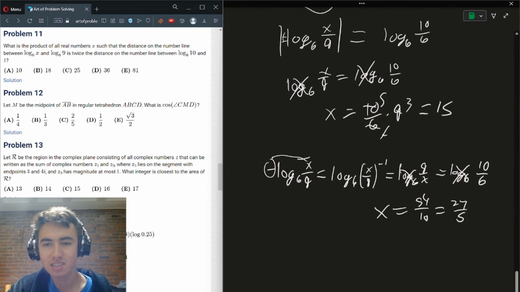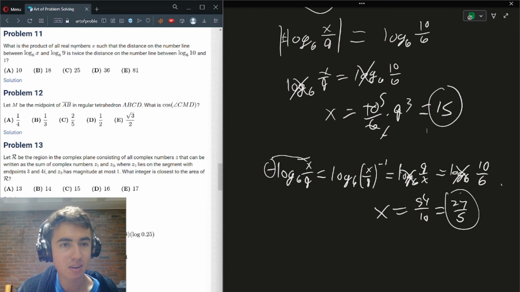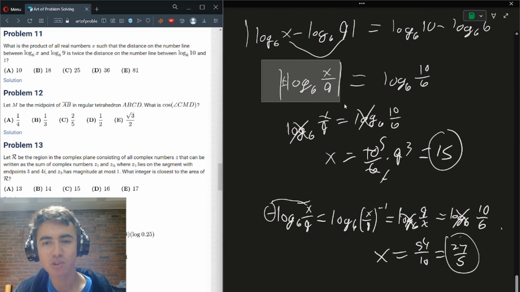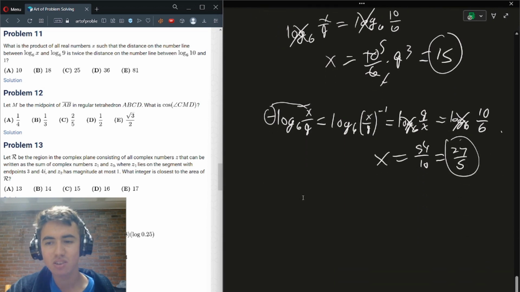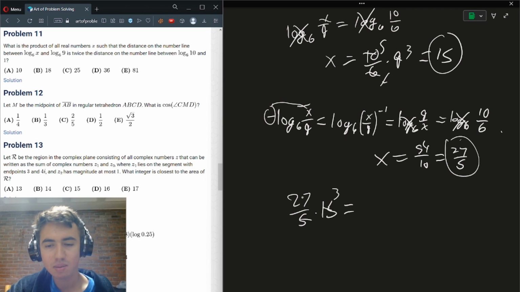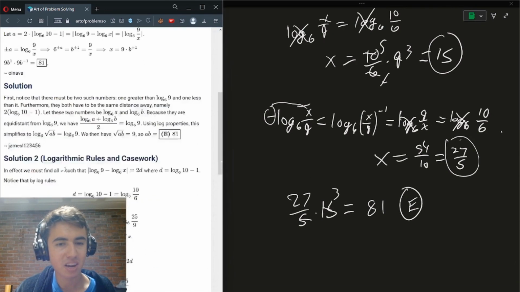So now we have two options that x can be, right? Now, we want the product of all possible x. These are the only two possibilities, right? The only time we ever have multiple choices is with this absolute value function. So let's just do 27 over 5 times 15, which is equal to 3 times 27, which is 81. And we can see that the answer is E. And let's check the answer. And we do get E.